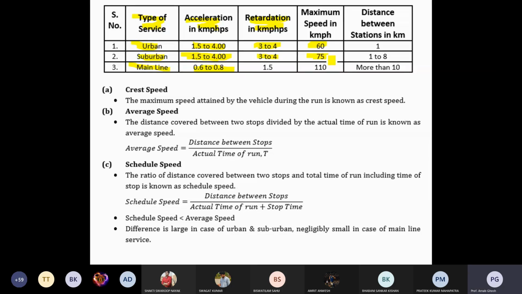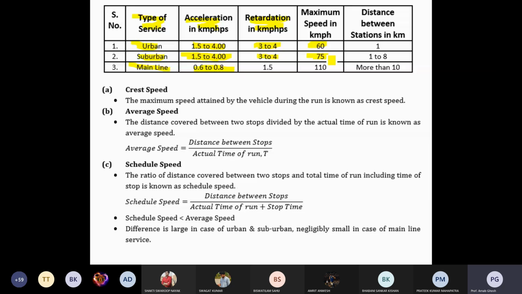So what is your crest speed? It means the maximum speed. Those are some of the definitions you need to know for solving the problem. From this portion the numerical problems will come, and you have to solve them. The maximum speed attained by the vehicle during the run is known as the crest speed.